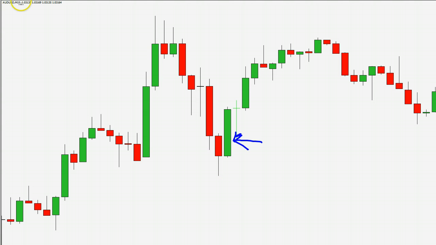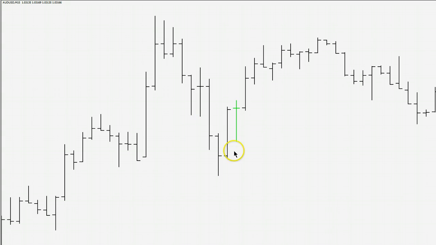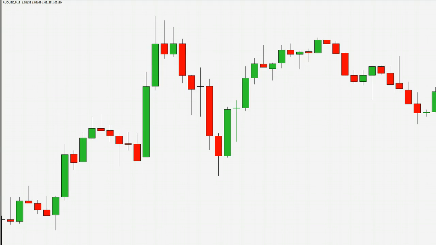Let me just go ahead and show you what a bar chart looks like. And this is an actual bar chart. Much different than a candle. They are the same information. It's just displayed differently. I prefer candles because that was what I was trained on. Okay, enough of that. But if I call it a bar, I still mean candle.